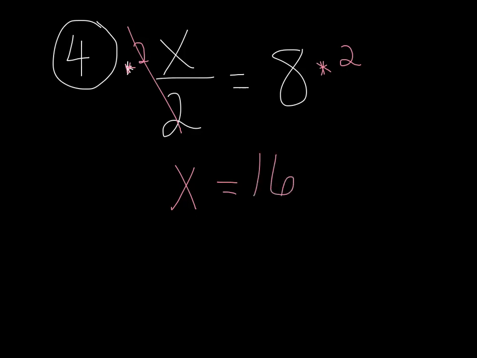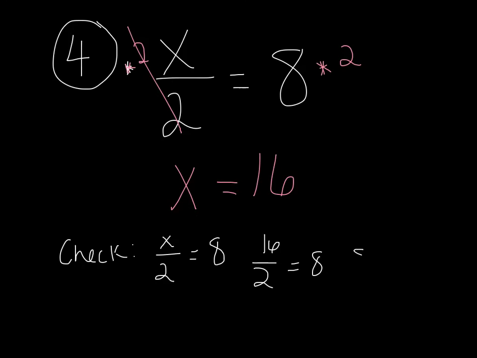All right, you know what's next: the check. We rewrite the equation: x divided by 2 equals 8. Then we plug in what we think we know. You told me that x equals 16, so let's plug that into the equation. I'm going to write it over here because I don't have enough space underneath. 16 divided by 2 equals 8. Yes, 16 divided by 2 is 8. 8 does equal 8. We got it right. Excellent work.